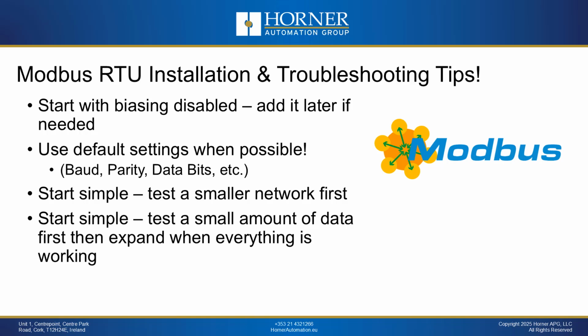Also, if you are building a larger network, start simple. Test a smaller network first, maybe only 2 nodes. Once that is working, add nodes and take it from there. When it comes to your scan list, or the data that you are reading and writing, do the same thing. Start with a small scan list with just a small amount of data. After that works, expand from there.